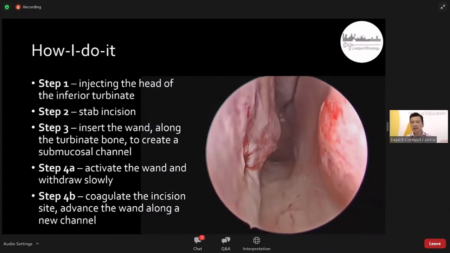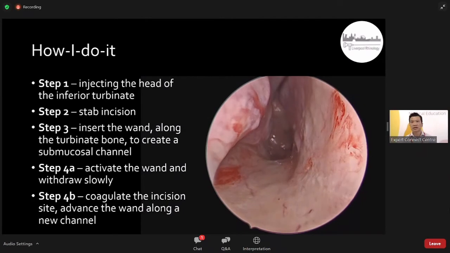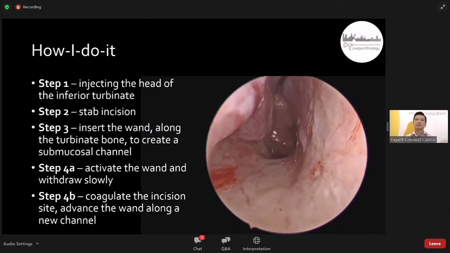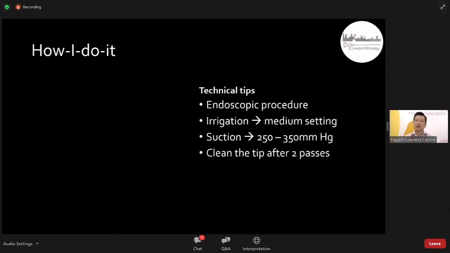And you can see that minor blanching of the mucosa there, yeah? So I do all my turbinoplasties using the coblator under endoscopic guidance. And I'll show you the irrigation pump when we transition to the lab. But I almost always will leave the irrigation on a medium setting. Suction is between 250 to 250 millimeter mercury, which essentially in the NHS hospital, is maximum suction capacity.